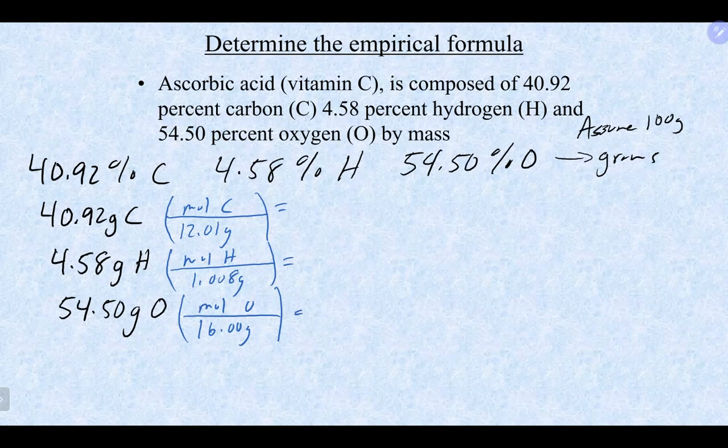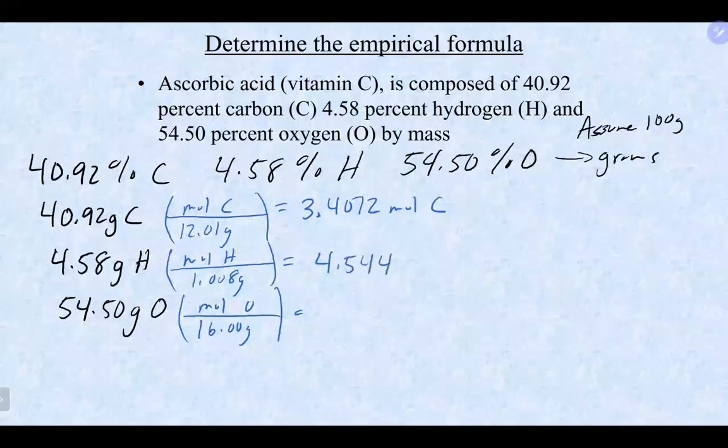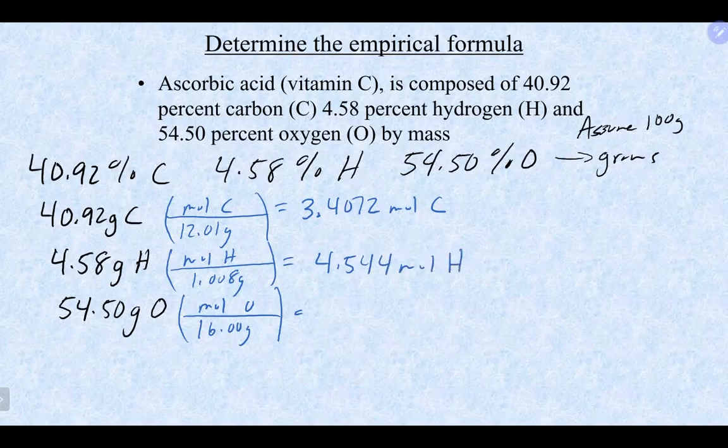So if we do 40.92 divided by 12.01, we end up with 3.4072 moles of carbon. We take 4.58 and divide it by 1.008. We end up with 4.544 moles of hydrogen. And lastly here, 54.5 divided by 16 gives us 3.406 moles of oxygen.